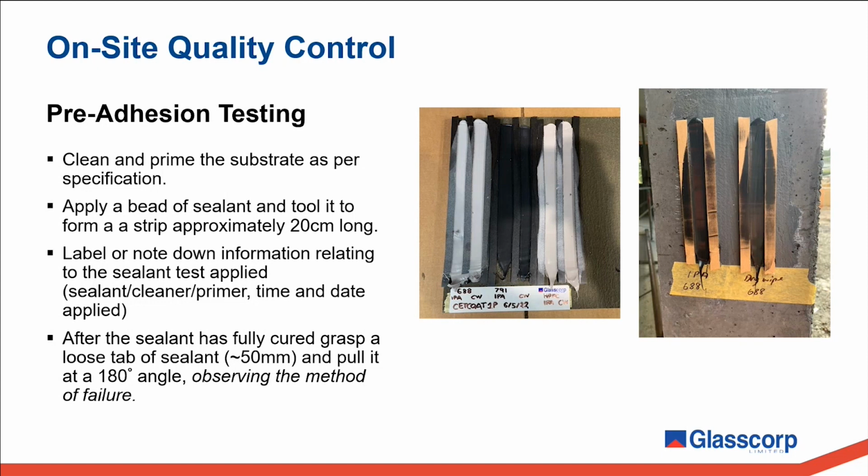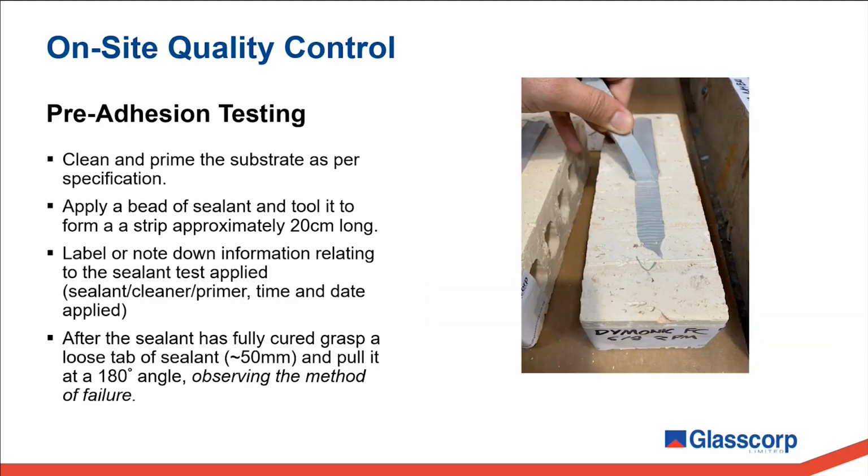So leave the sealant to cure, typically for at least a week, depending on the product used and the size of the sealant strip applied. So after the sealant has had sufficient time to cure, return and perform a peel test. Grasp a loose tab of sealant, pull back at 180 degrees in a slow and controlled manner. And while you're doing this, you'll be noting down the method of failure observed.